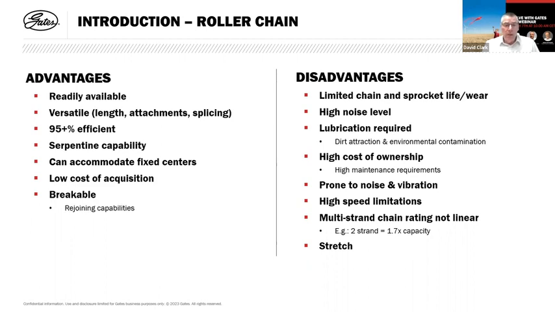And there are limited things such as you can get multi-strand chains, they're quite common, but the increase in capacity you get per strand is not necessarily in line with the number of strands. So for 2 strands, you can get something like 1.7 times the capacity. And last but not least is that chains stretch. It's one of the most common reasons for chain replacement.